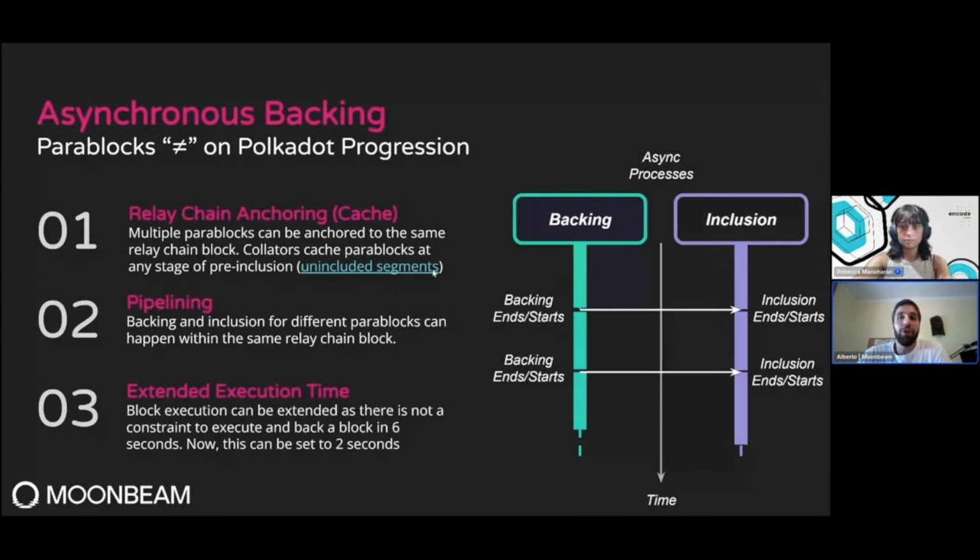And so an asynchronous process in the context of backing and inclusion is a process in which backing can keep happening, and then inclusion, so backing and inclusion of the same block is asynchronous. It cannot happen at the same time, but backing itself is a synchronous process, right? There can be many backings at the same time, and they don't have to be correlated to the inclusion, okay? And so now parablocks are not necessarily linked to Polkadot progression. And we'll see it in a diagram like the other one, which will be a little bit more clear.